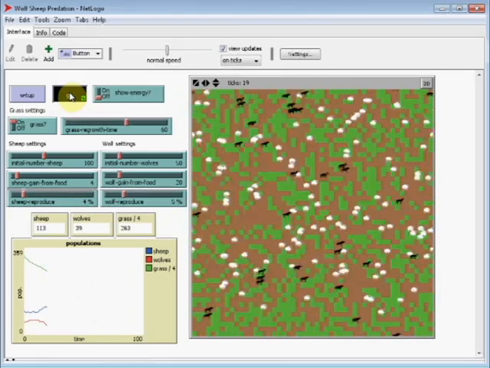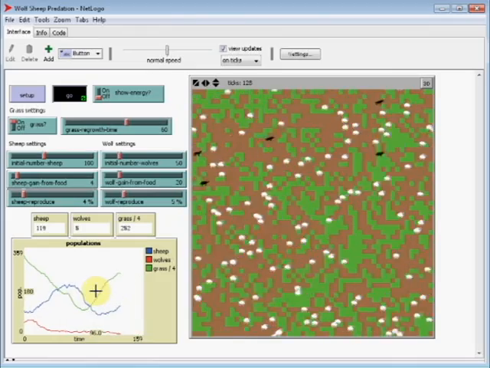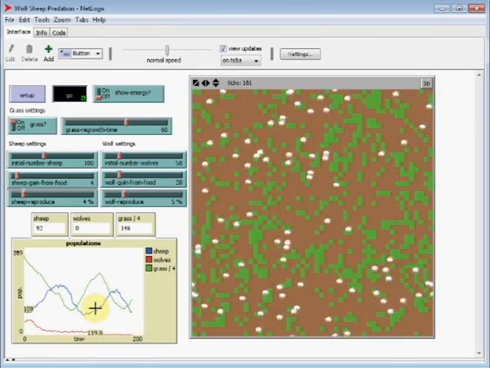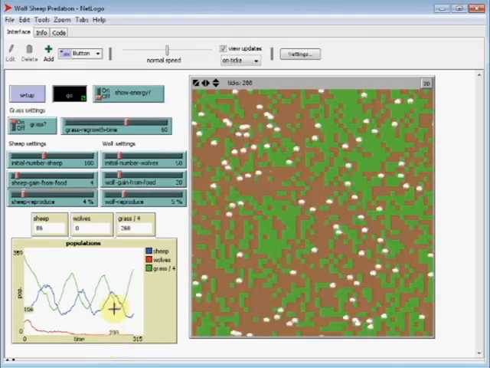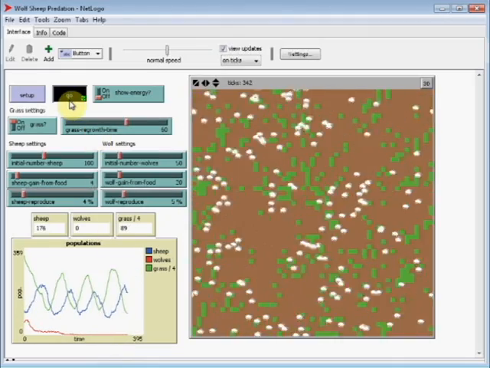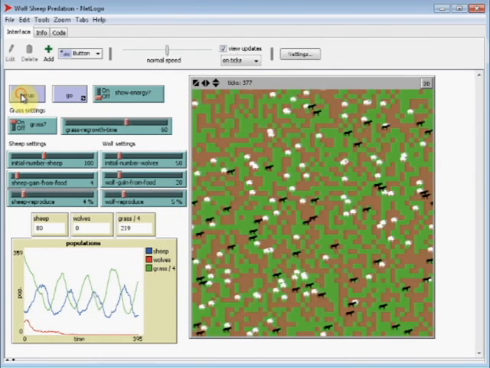So go. Here the sheep are growing, then it comes down. Look at this, the wolves are dying off. So the wolves died off. That's a surprise, isn't it? The wolves died off, and yet the sheep were nice and cyclic. Let's just run that again. Do it again.